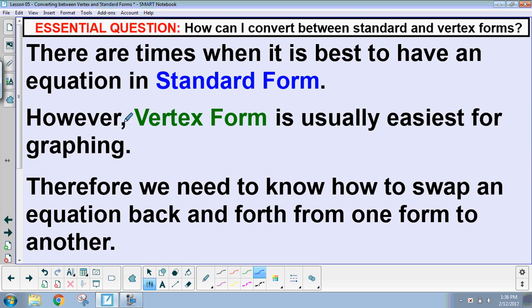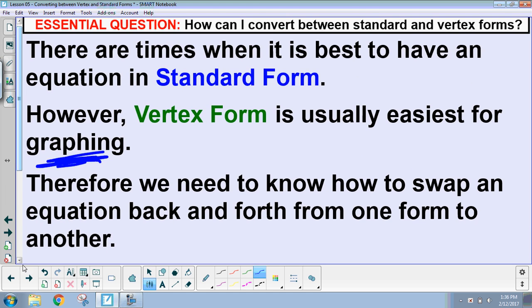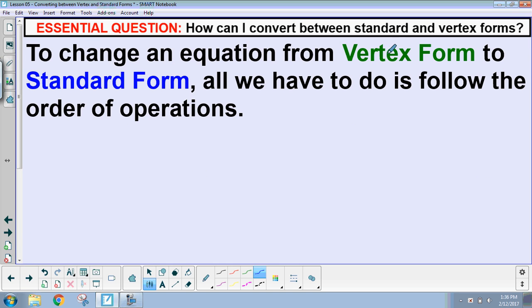So, there are items in which it's best to have an equation in standard form. However, vertex form is usually easiest for graphing. I think I talked about that earlier. Therefore, we need to know how to swap an equation back and forth from one form to the other. So, to change an equation from vertex form to standard form, all we need to do is follow the order of operations.